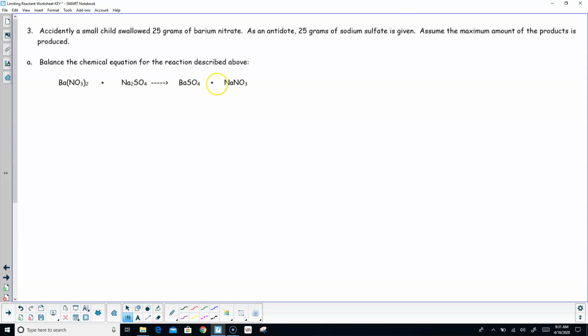You're going to find that to balance it, all you need to do is put a 2 in front of the sodium nitrate. So once again, we want to know what's limiting, what's excess, how much excess remains, and how much of each product is produced. Or instead of each product, let's just do one of them. Let's do sodium nitrate. That'll be fine. Okay. If you understand that, you're golden.